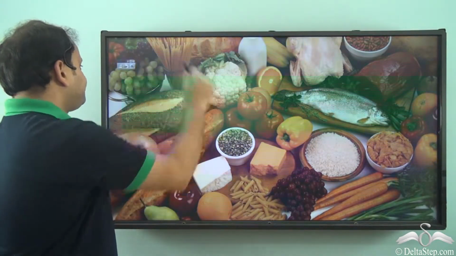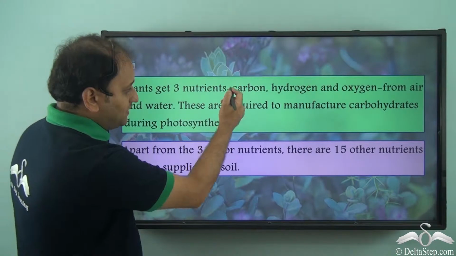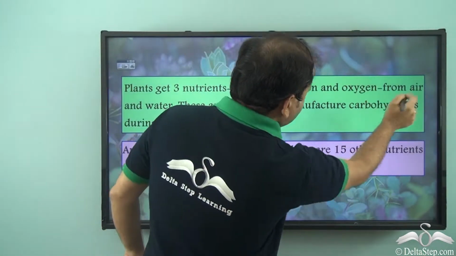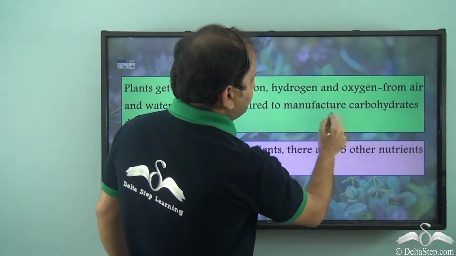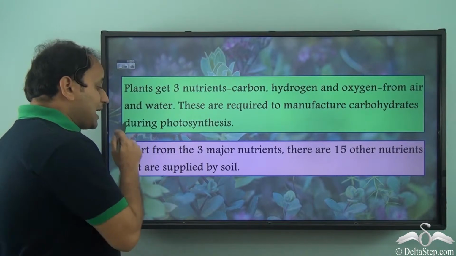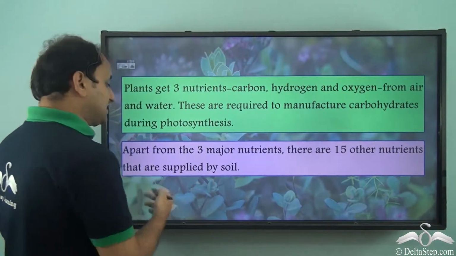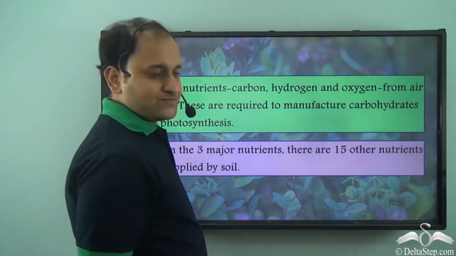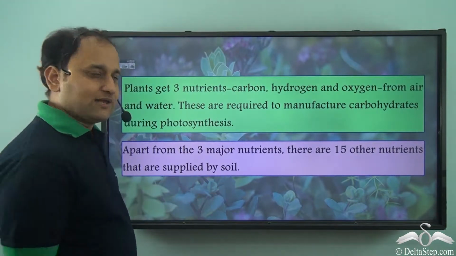Let's understand. So, plants get 3 nutrients: carbon, hydrogen, and oxygen from air and water. Now, these are required to manufacture carbohydrates during photosynthesis. Also, apart from the 3 major nutrients, there are 15 other nutrients that are supplied by soil.